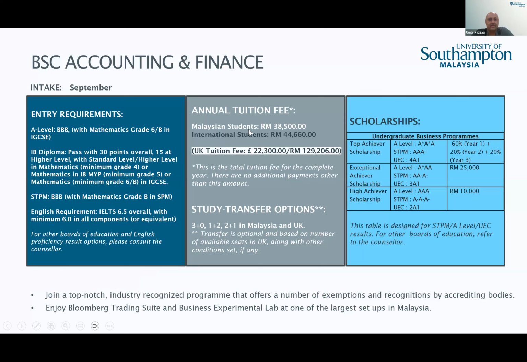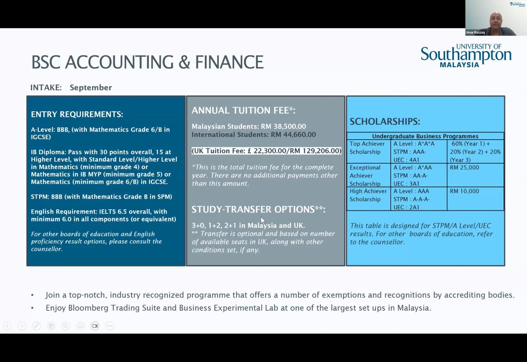And then other boards of system of education. Malaysian tuition fees 38,500. International students coming to Malaysia campus is 660. And then in UK it's about 130,000 again for the program, almost about 85 to 90,000 ringgit more in UK a year. The tuition fee is a year, by the way.